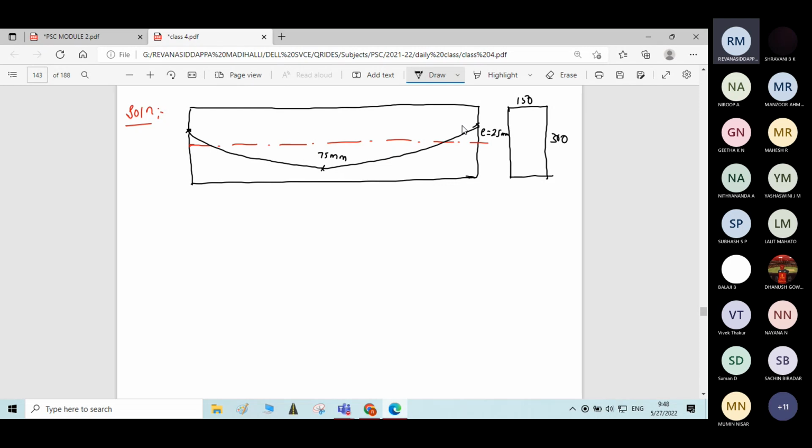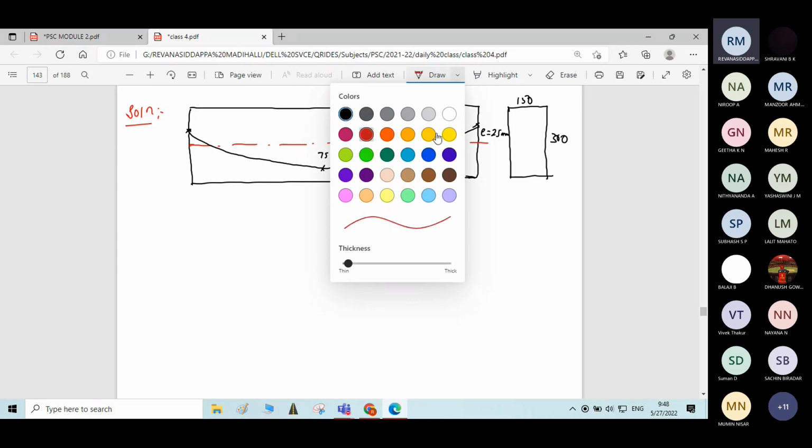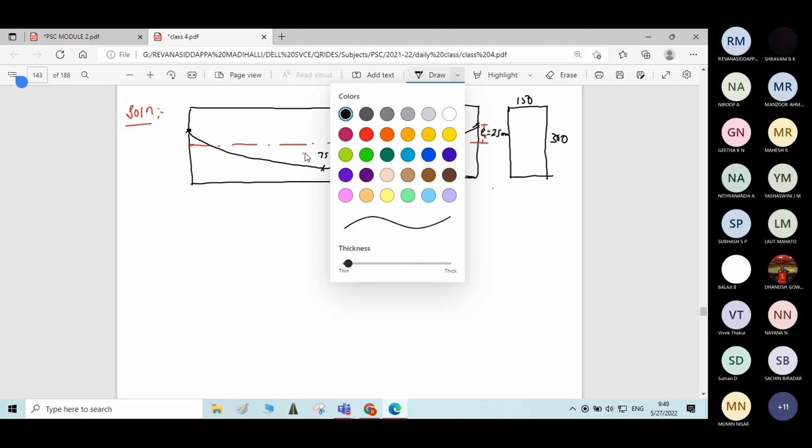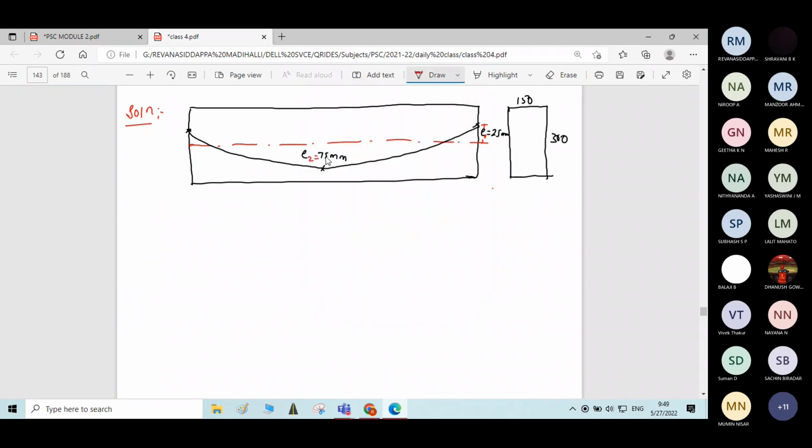So this is the cable profile. I will call the eccentricity at support E1, and the eccentricity at midspan E2. Eccentricity at midspan is 75 mm, eccentricity at support is 25 mm. And the cable will be carrying some prestressing force.